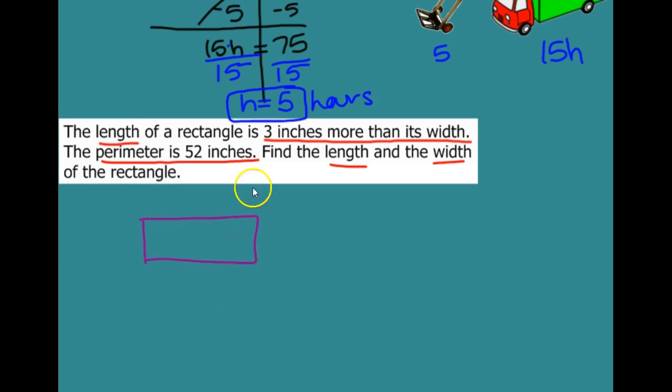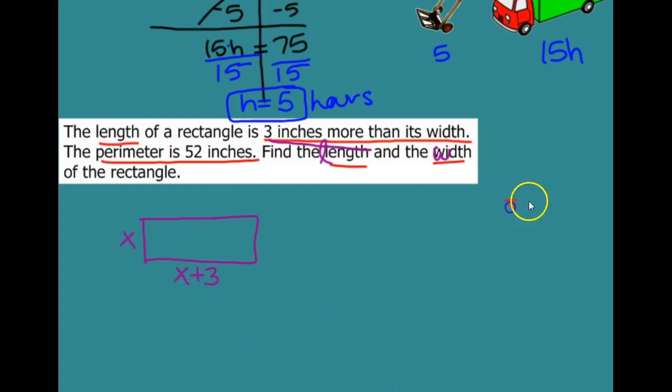Now, some people get confused because they try and use the letters L and W. Well, in all of these ones we've been solving, there's only been one letter. So we really only need one letter. I'm just going to stick with the letter x for the unknown length or width or whatever we're talking about. So it says the length is 3 inches more than its width. Well, we don't know what the width is, so I'm going to say the width is x. And the length is 3 inches more, so it would be the width plus 3 inches more.